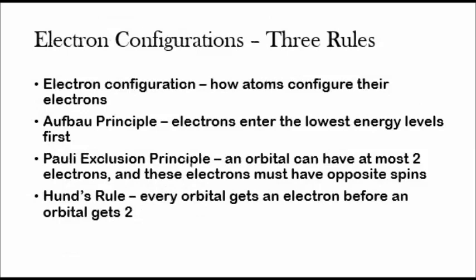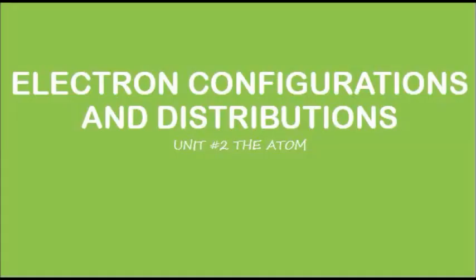Now, for electron configurations, there are 3 rules which you need to know. These are not rules I just made up. These are actual rules defined by scientists. By the way, electron configuration is again how atoms configure their electrons. Basically, how atoms put their electrons within these energy levels, sublevels and orbitals.